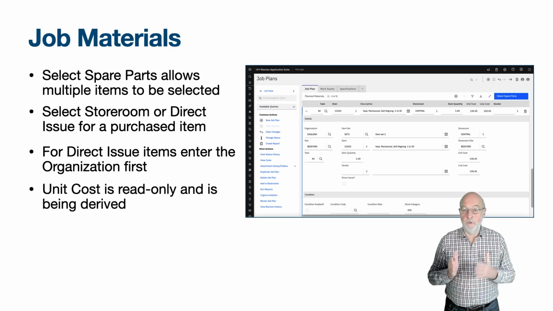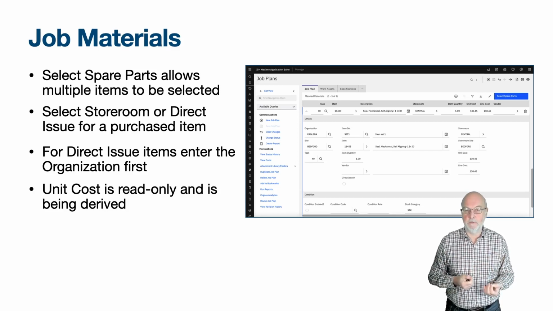The unit cost is a non-persistent field and is being derived each time you fetch a job plan. If the item has a more recent last price from the default vendor, then this will be shown. If the default vendor is changed on the item master record, then you may find a 0 unit cost if the vendor references the old default vendor.